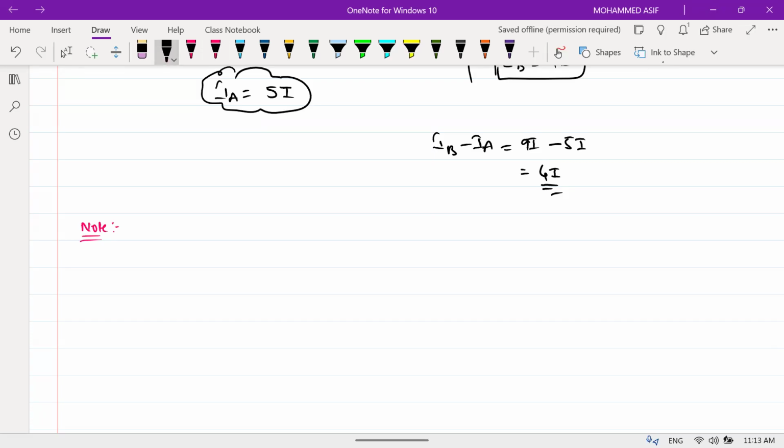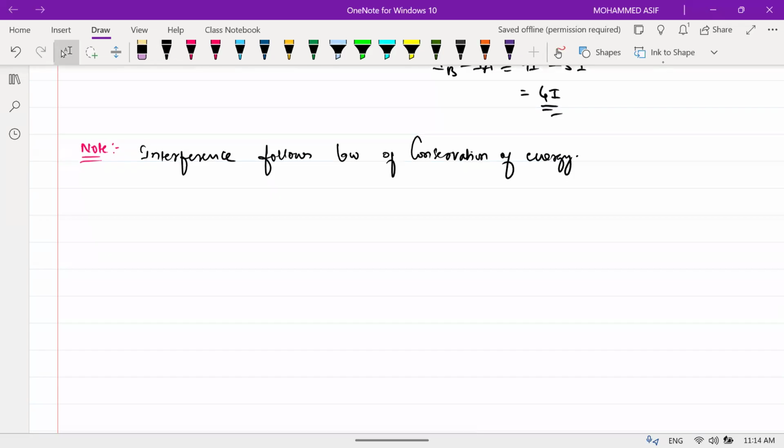Interference follows the law of conservation of energy. First point: interference follows the law of conservation of energy. That is, energy can neither be created nor be destroyed, but it can be converted from one form to another form.